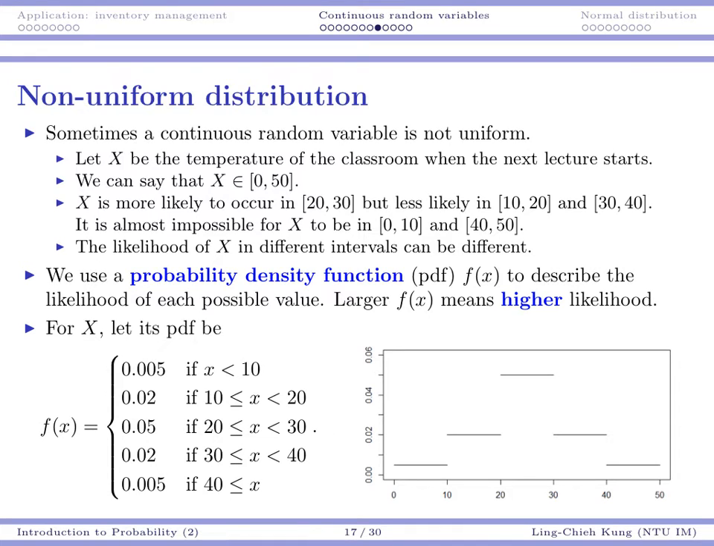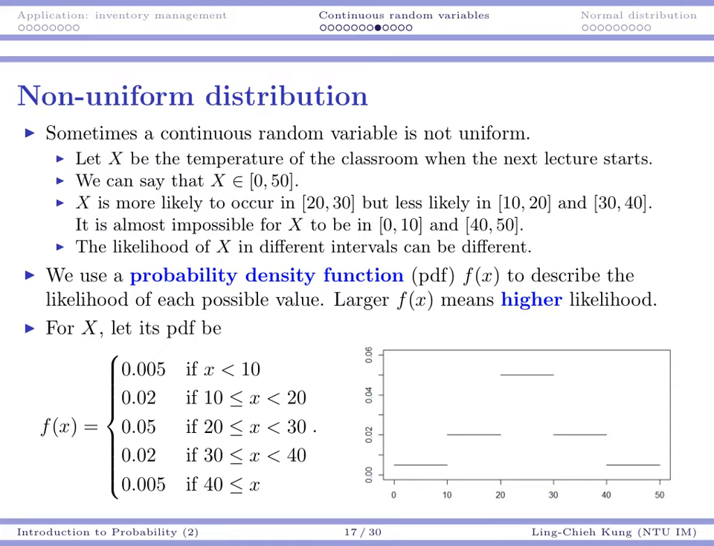Okay, let's continue. So, in the previous video, we introduced one specific type of continuous random variables. It's uniform distribution. But of course, we may have some random variables that are not uniform. So let's consider our classroom temperature again. Let X be the temperature of our classroom when the next lecture starts. If we make this definition, I think it's safe to say that X is within 0 to 50, right? So it should be fine.